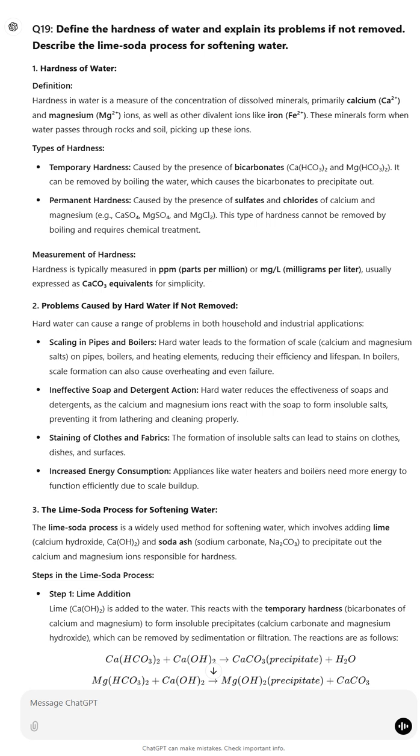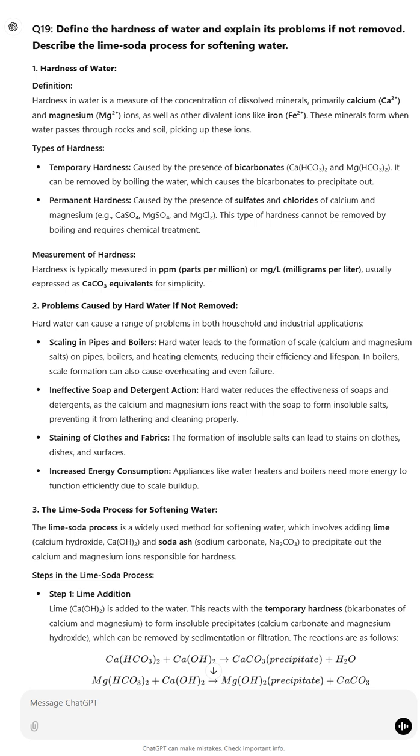Ineffective soap and detergent action. Hard water reduces the effectiveness of soaps and detergents, as the calcium and magnesium ions react with the soap to form insoluble salts, preventing it from lathering and cleaning properly. Staining of clothes and fabrics. The formation of insoluble salts can lead to stains on clothes, dishes, and surfaces. Increased energy consumption. Appliances like water heaters and boilers need more energy to function efficiently due to scale buildup.